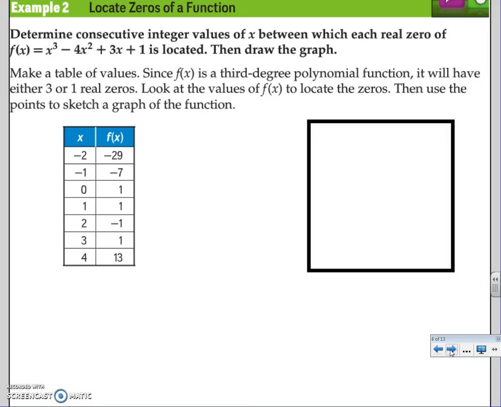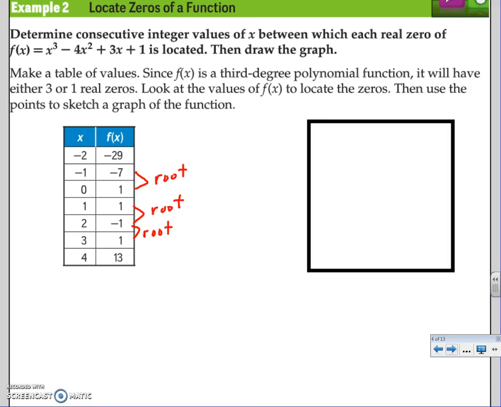So we're going to locate the zeros of this function. Well, there's a table. We're going to figure out where the f of x, or the y, changes signs. So it's negative 29, negative 7, positive 1. So right there, between negative 1 and 0 for x, there's a root, or zero. And positive 1, negative 1. So right there's another root. Then negative 1 to positive 1, there's another root. There's at least 3 roots here.